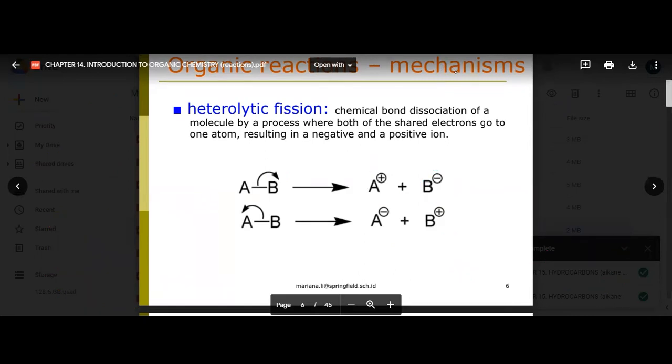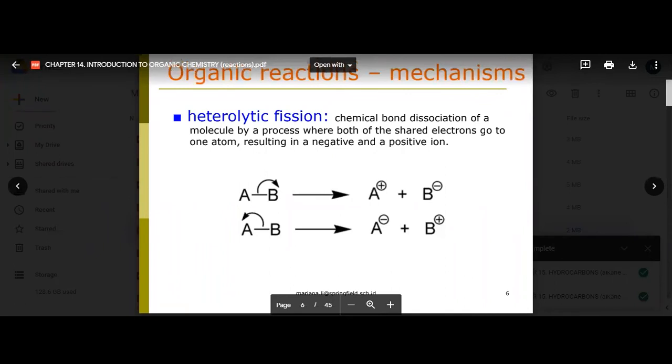Okay. So what are the differences between homolytic and heterolytic? Homolytic fission uses a half arrow, fishhook arrow, while hetero uses a complete arrow. The product of homolytic fission is a free radical. A free radical is a neutral species, yeah, a neutral species with a single electron. While in heterolytic fission, it forms a cation and an anion, positively and negatively charged ions.